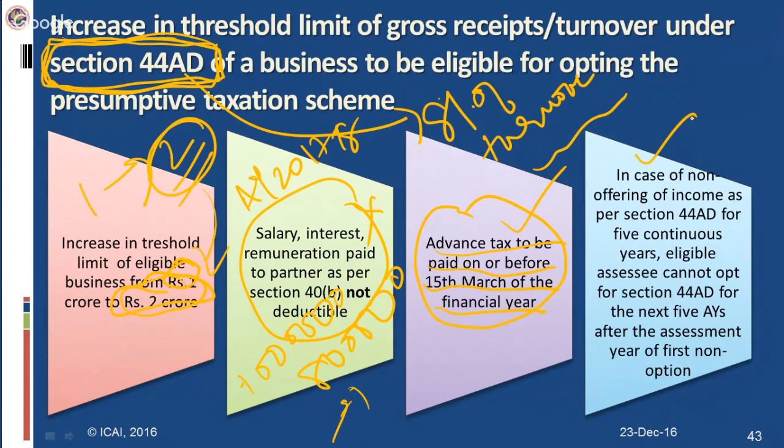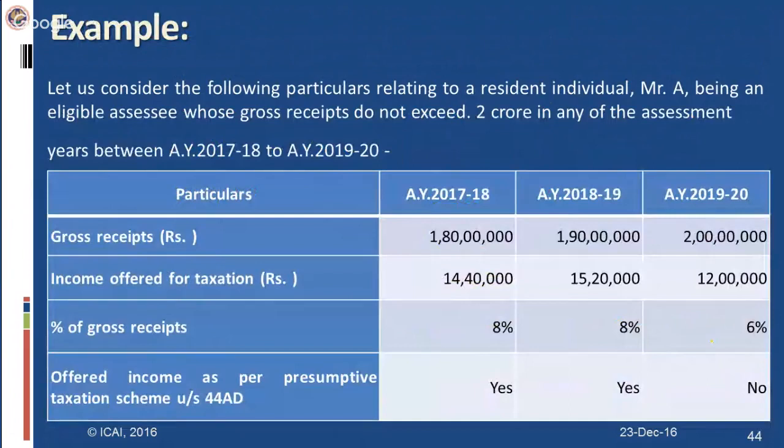This sort of a restriction was not there up to last year, but this year this restriction has come. Once you start opting for the presumptive taxation scheme, you have to continuously opt for it for 5 years. If you don't continuously opt for it for 5 years, and in 1 year in between you want to not opt for presumptive taxation and declare income by maintaining books of accounts, then for the next 5 years, you cannot opt for presumptive taxation. We'll explain this with a small example.